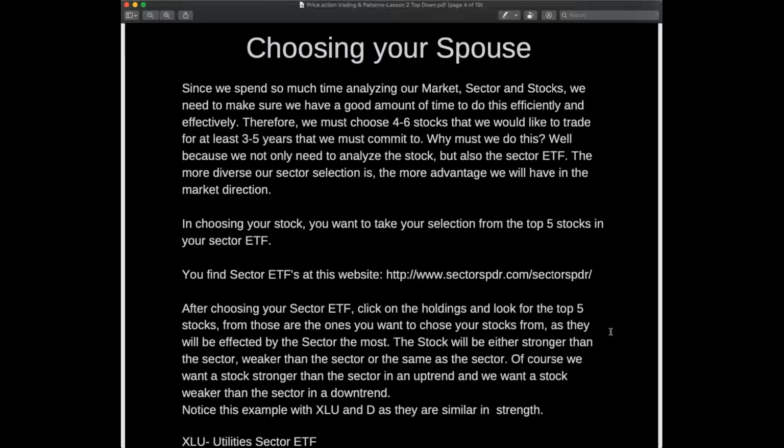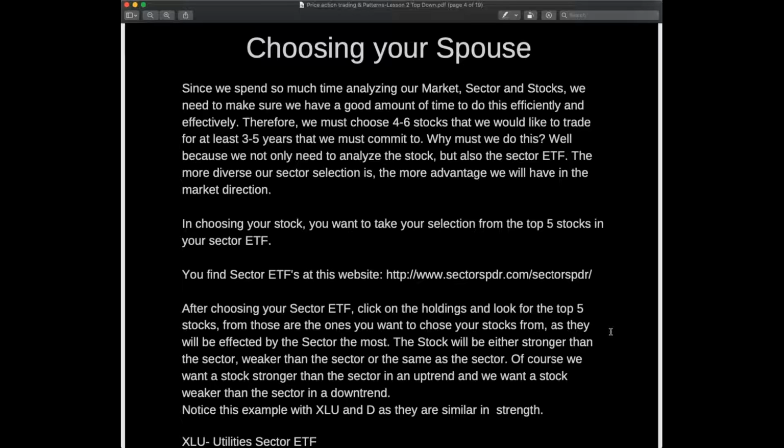So in choosing your spouse, since we spend so much time analyzing our market, and trust me, it takes time to analyze your stocks. It took me maybe an hour to do my S&P 500 analysis I posted an hour ago, and I already knew everything I wanted to say, but it took me that long to actually do the work.